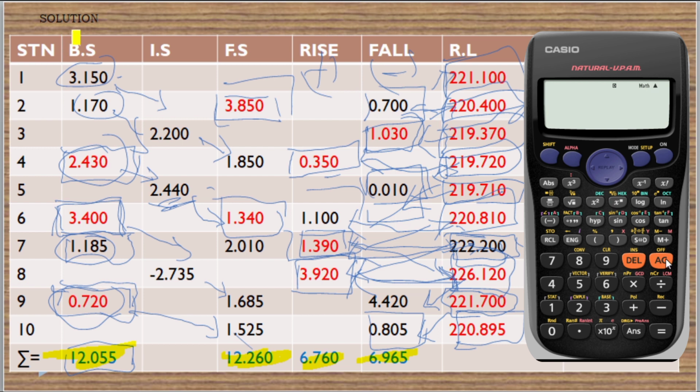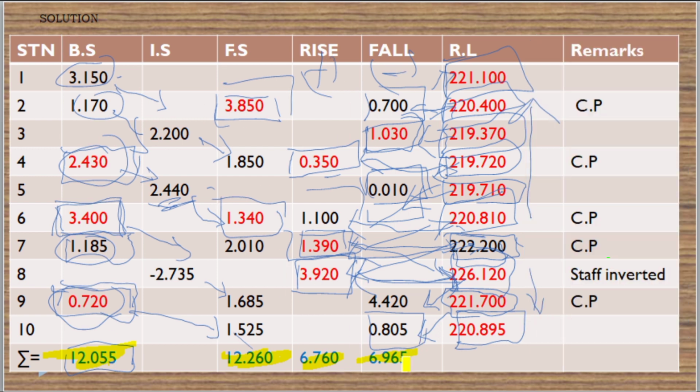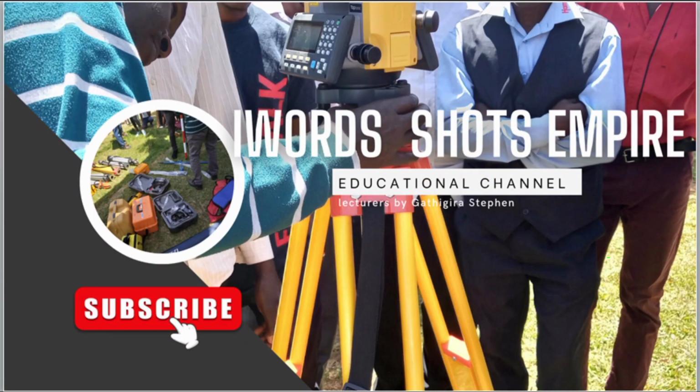So the summations, those are the addition of the backside, the addition of the foresight, the addition of the rise, and the addition of the falls. Remember that. So that is an example that I have done.